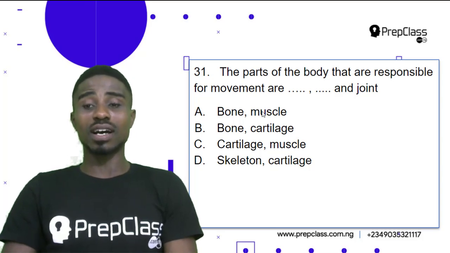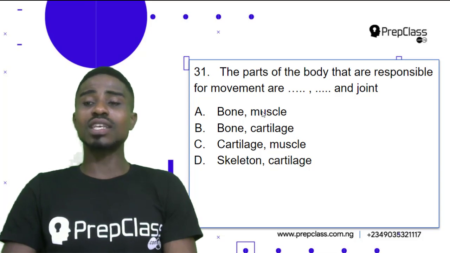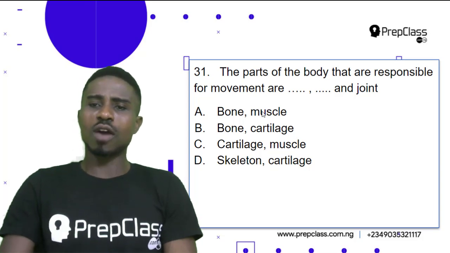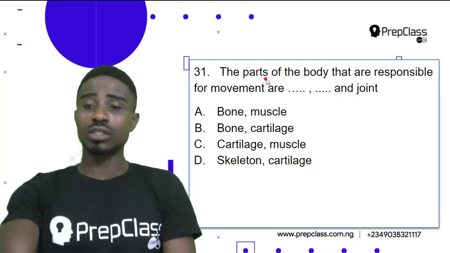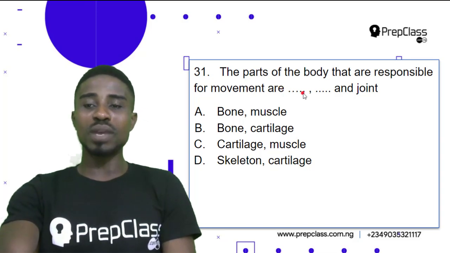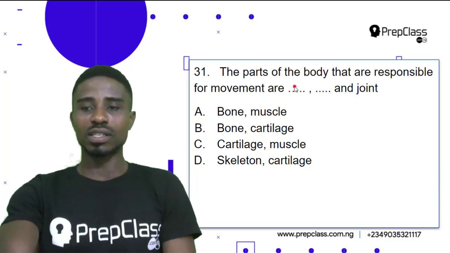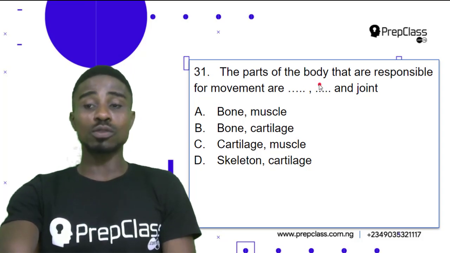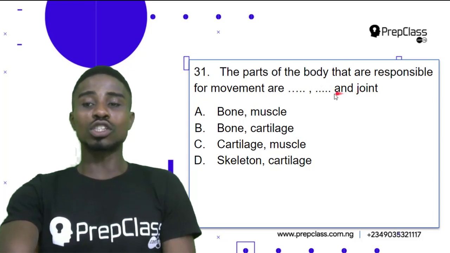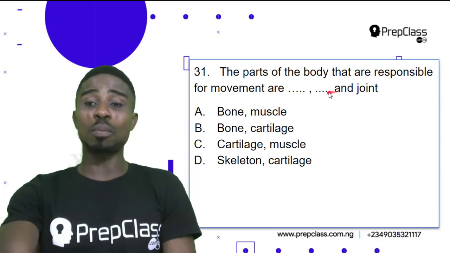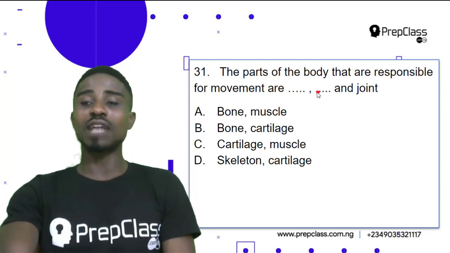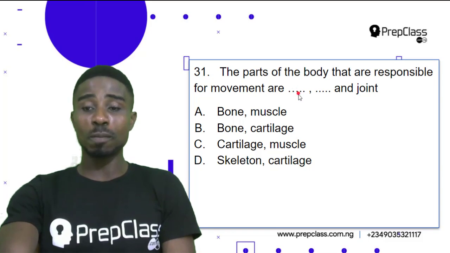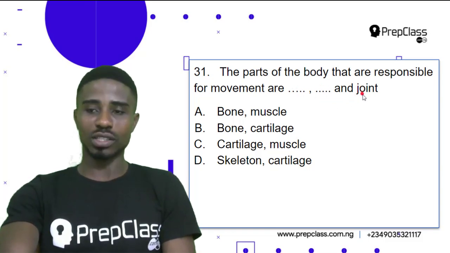For us to select the correct answer, we need to analyze all of the options and see which one best answers our question. Now, you would agree with me that for there to be movement, we need the bone, because the bone gives us rigidity and the ability to stand before movement can take place. We also need the muscle, because the muscle is where the strength comes from. And finally, we need the joints, because the joint is where the bones meet for it to operate as a machine, so movement can be enhanced. So definitely, we'll be needing the bone, the muscle, and joints.